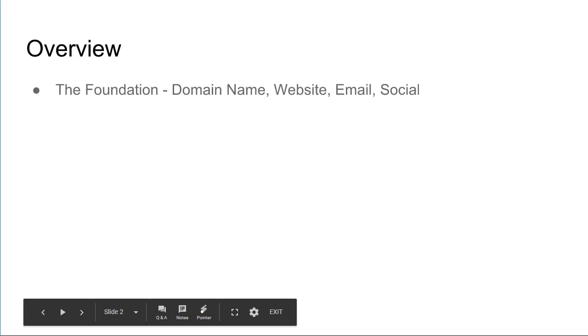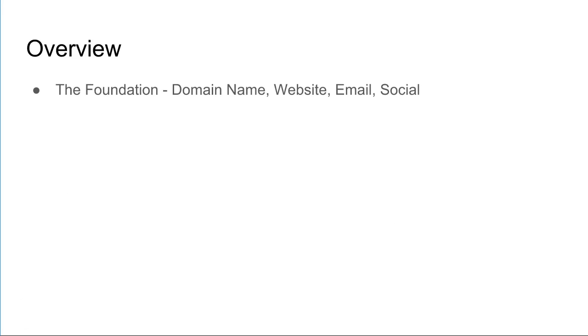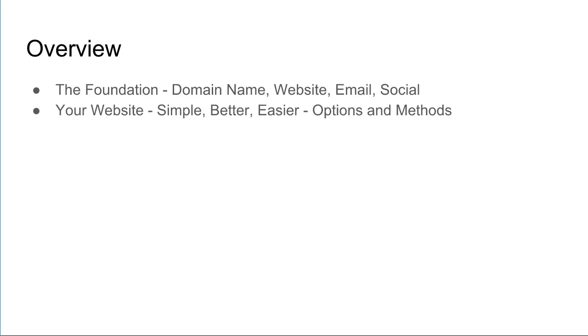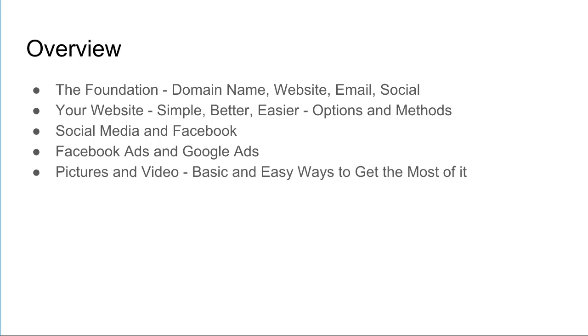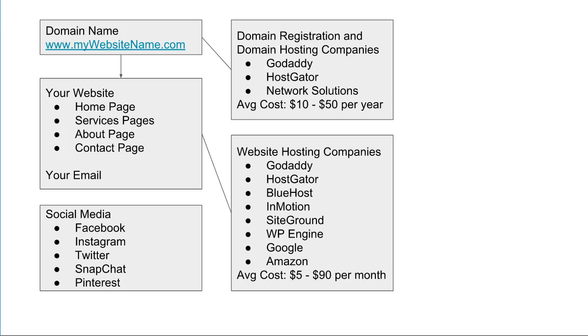The overview here is going to be, we're going to go over the foundation, which includes the domain name, website, email, and social media. Okay. And we'll talk a little bit more about a website and making it simple, better, easier to update, some options and methods for that. And then about social media and Facebook a little bit, and then very quickly about Facebook ads, Google ads, and then a little bit about pictures and video, basic and easy ways to get the most out of it. Okay, so let's start with the domain name.